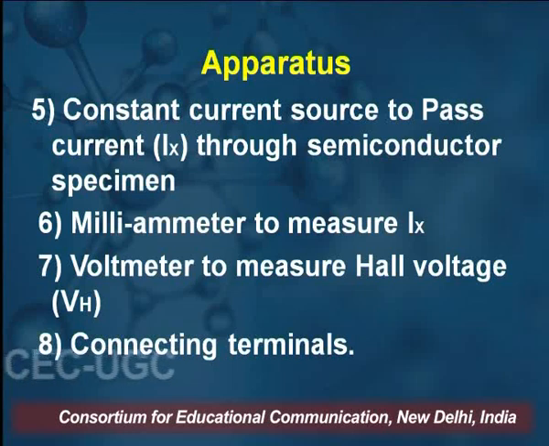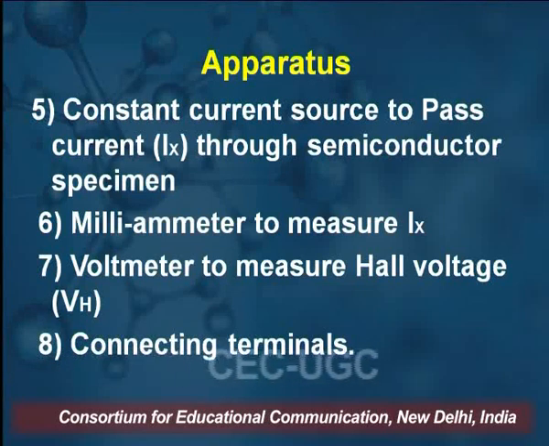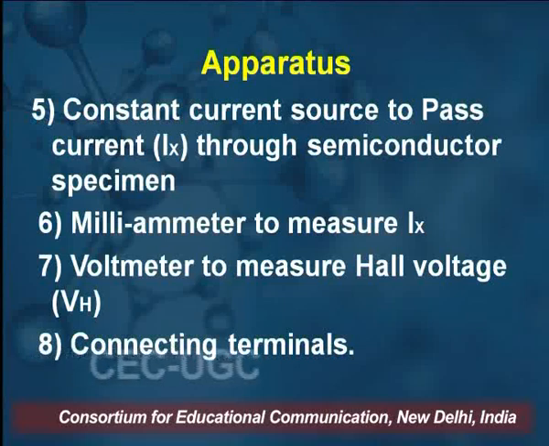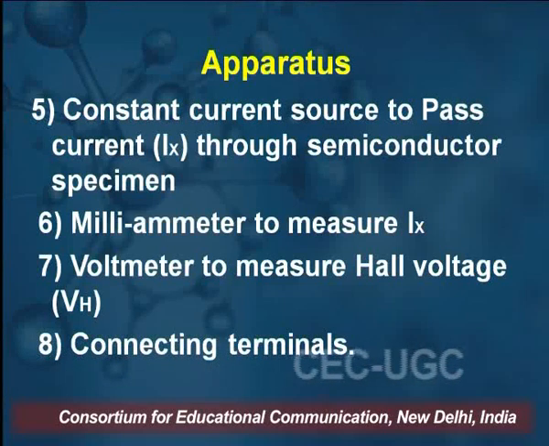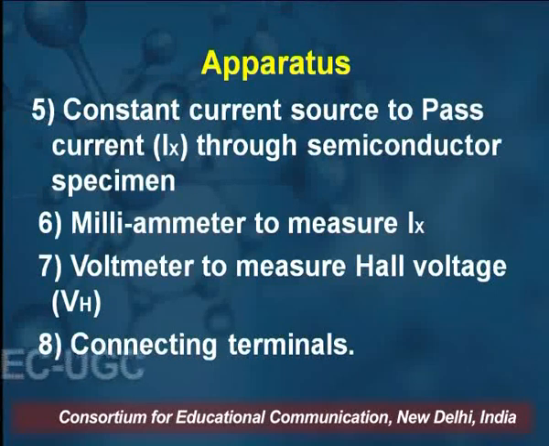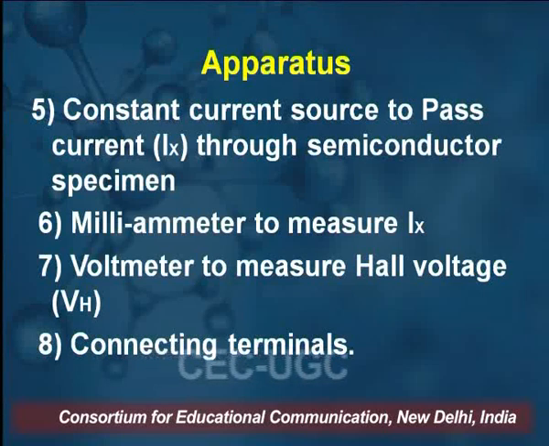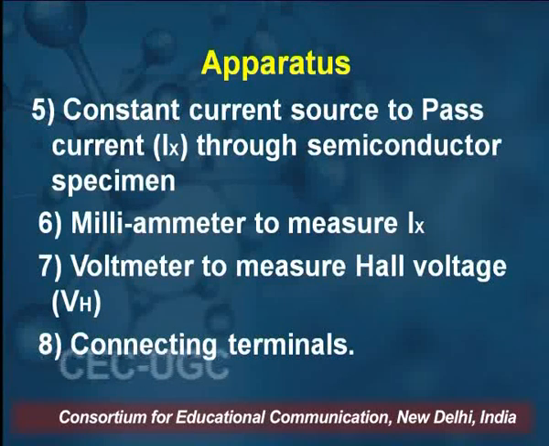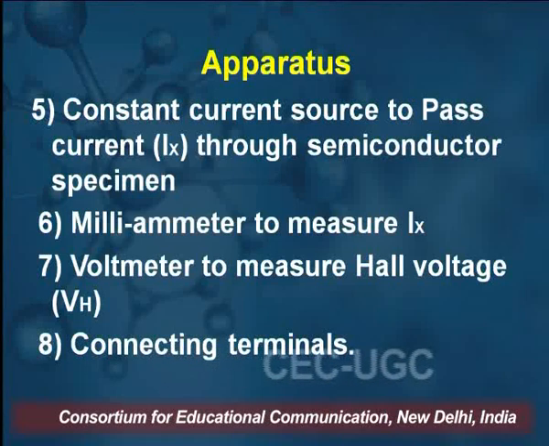Fifth one is the constant current source to pass the current through the semiconductor specimen. The earlier current source is to charge the electromagnet, but this constant current source is required to pass the current to the semiconductor specimen which we are using. So one more constant current source is required, and this semiconductor is placed in between the electromagnet, where we have the magnetic field.